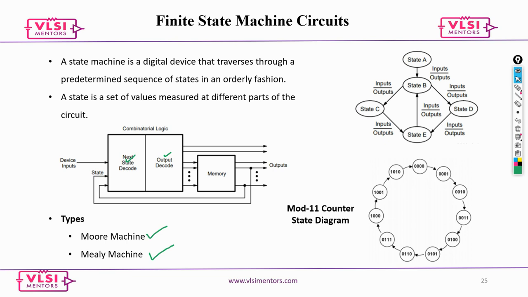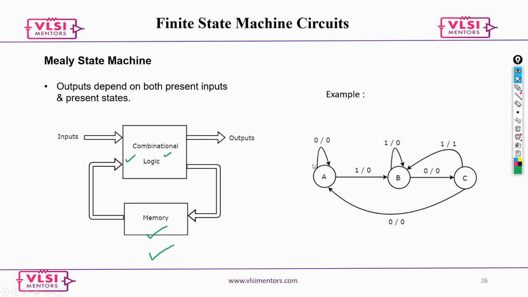Now, what is Mealy? Remember, when we say Mealy, the outputs depend on both present inputs and present states. If you remember, on the state there is no output given. It is only when it is traveling from one state to another state that you will see an output.